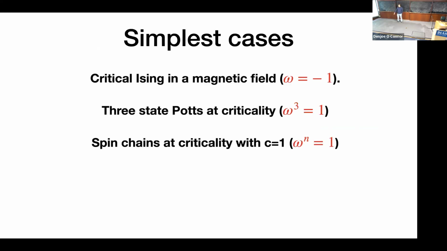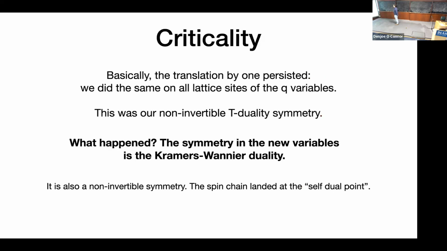So the simplest case is omega equals -1, the first non-trivial root of unity. You get the critical Ising model in a transverse magnetic field, central charge of 1/2. The next one, you get the 3-state Potts model at criticality, which is known to be soluble at criticality via fermions. And then you get spin chains at criticality with central charge equal to 1 when n is greater than or equal to 3. And basically, what was the reason that things behaved?